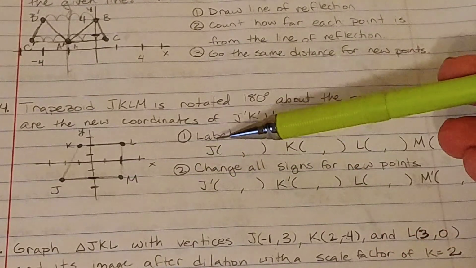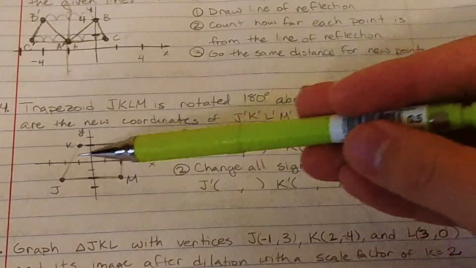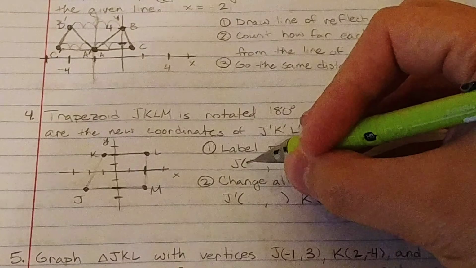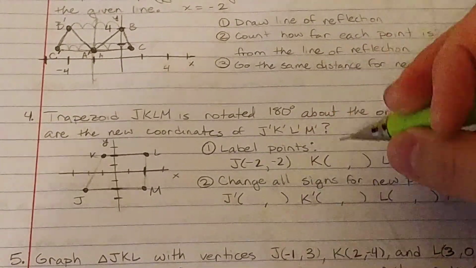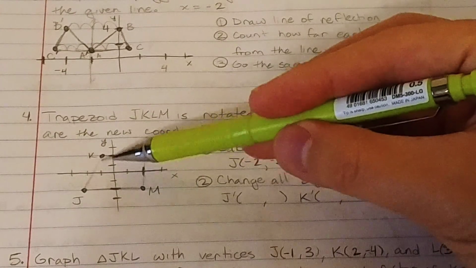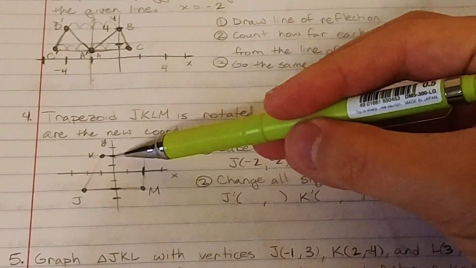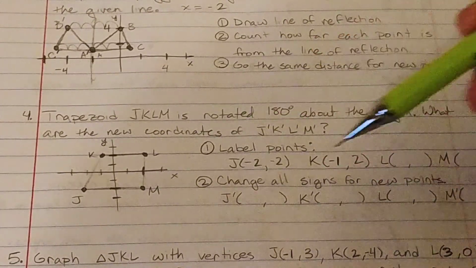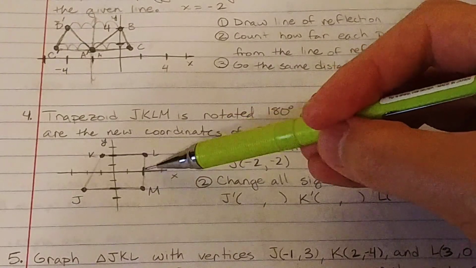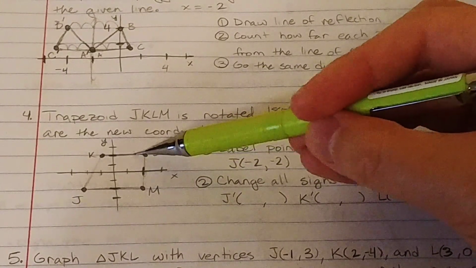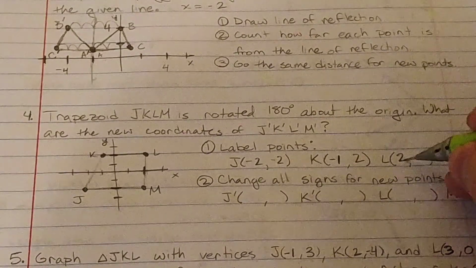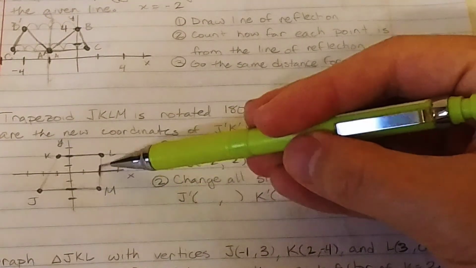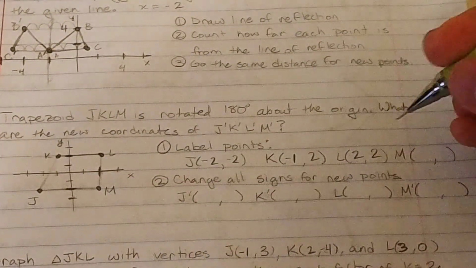Okay, so let's look at the points. So J, what is J? It's -2, comma, -2. K is -1, comma, 2. L is going to be 2 and +2. M is 2 and -2.